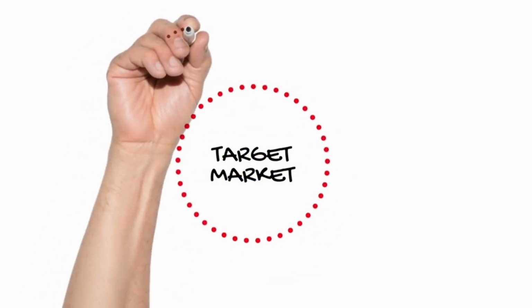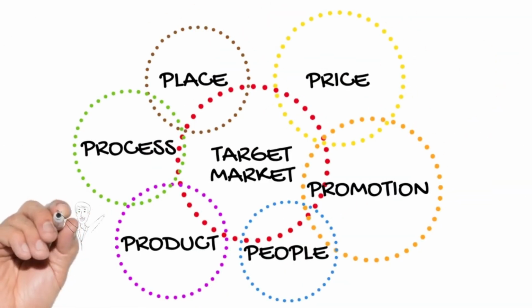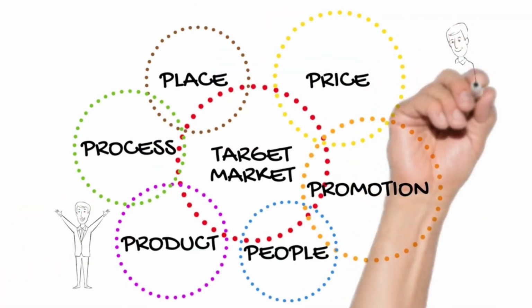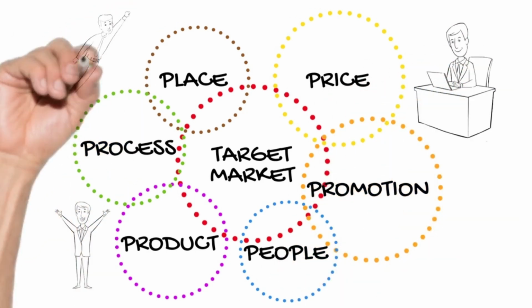Today, I'll show you how to get started with affiliate marketing. Firstly, you need to choose a niche. Pick a specific topic you enjoy and know about to build a focused audience.